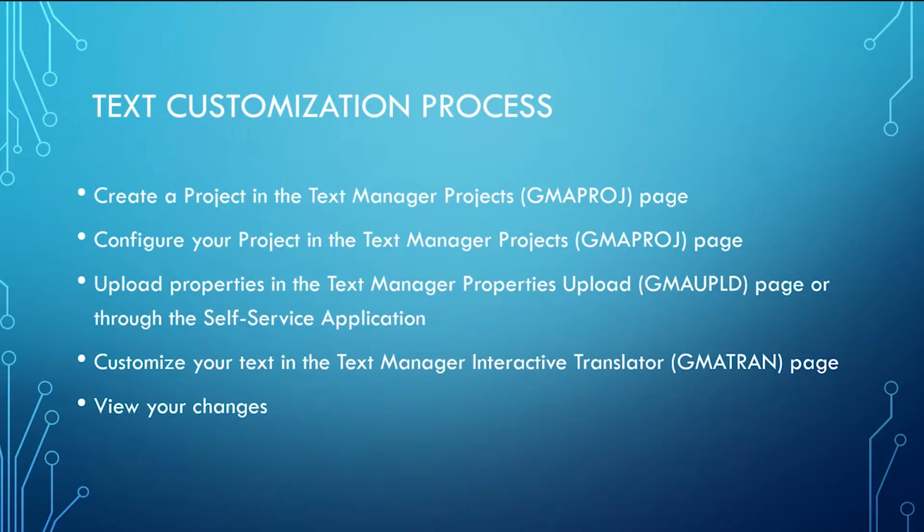There are 5 steps to the text customization process. First, you will create a project in the Text Manager Projects page known as GMA PROJ. Next, you'll configure that project in the GMA PROJ page before uploading properties either in the Text Manager Properties page known as GMA UPLD or through the self-service application. You can then customize your text in the Text Manager Interactive Translator known as GMA TRAN. And lastly, we will review our tabs to ensure our changes have been made.